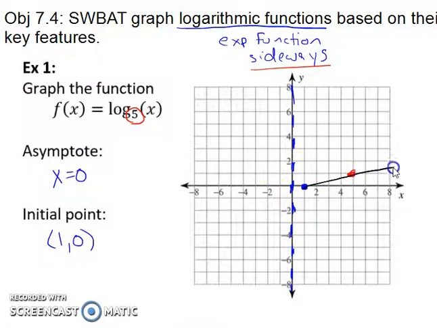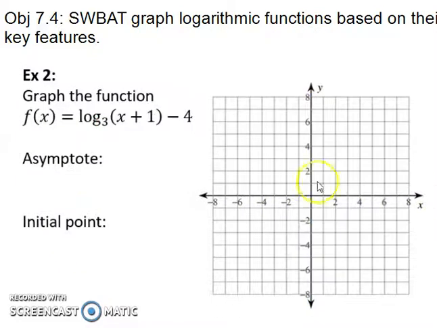Exponential functions get close to the asymptote on one side and sweep away on the other side. So log functions do the same thing, except sideways. So this is getting close to the asymptote as it goes down. The calculator often will not show you that it keeps going down. It looks like it just stops right around here, but you have to know it's getting closer to the asymptote.